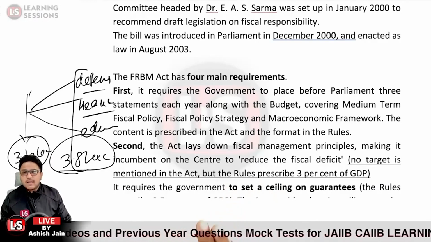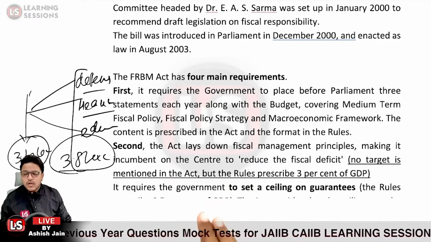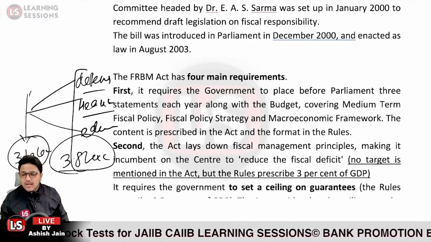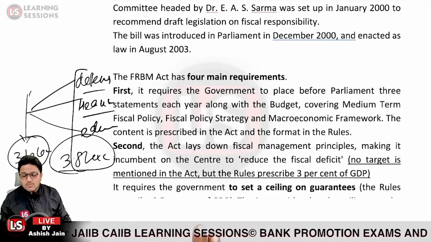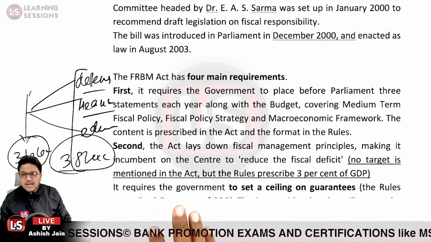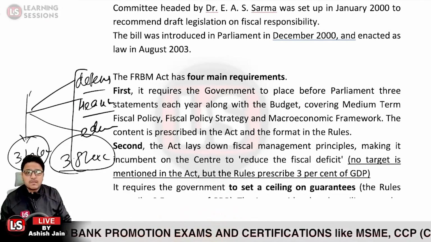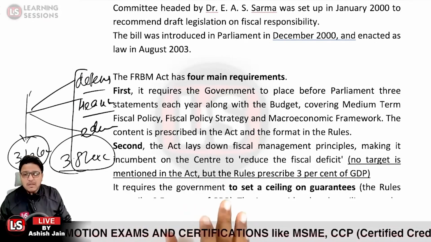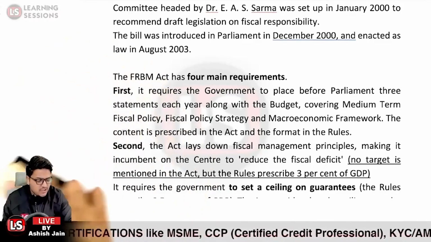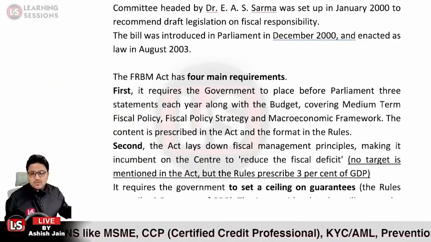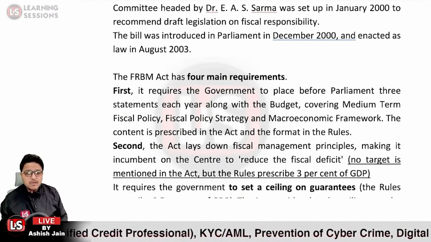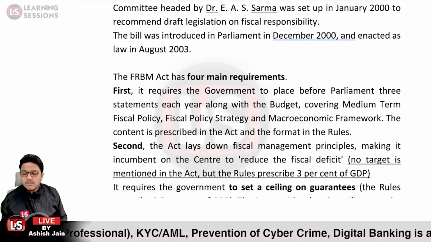So the act lays down a fiscal management principle that the government is to reduce the fiscal deficit to zero. Further, there is no target mentioned related to this particular purpose, that how much percentage must be kept within, but the rules prescribe that the fiscal deficit target is 3% of the GDP. Is that clear? So the agenda is mentioned in the act itself, that we are to reduce the fiscal deficit to zero. There is no target mentioned in this act, but the rules prescribe it to 3% of the GDP.